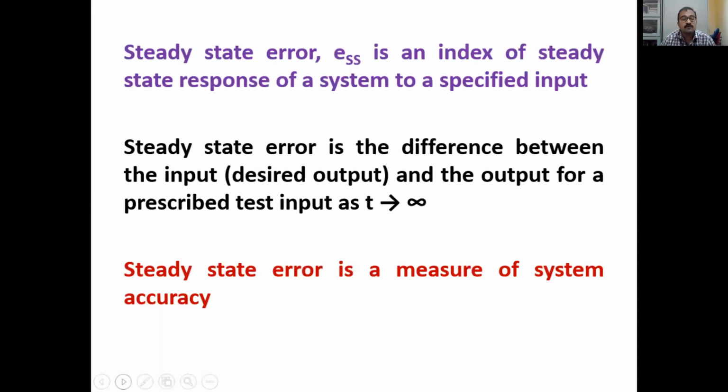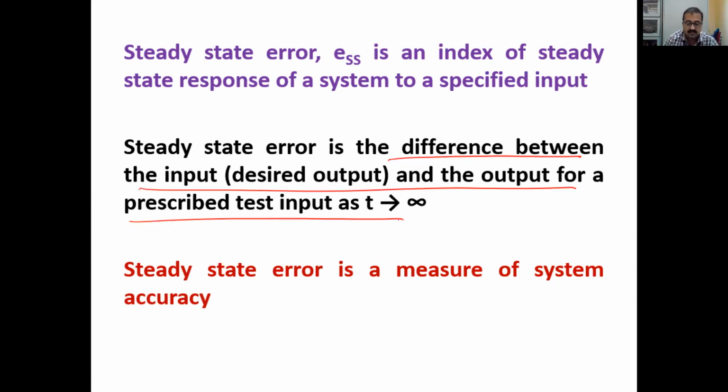As I said before, steady state error means the error when t is equal to infinity. It is the difference between the input and the output for a prescribed test input, and obviously it is a measure of system accuracy.